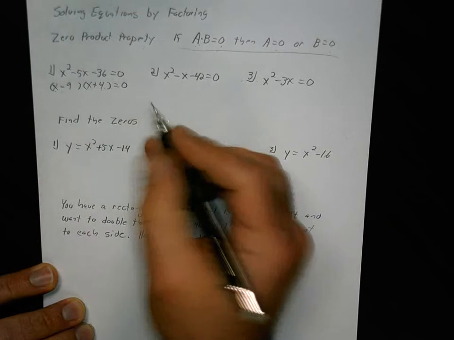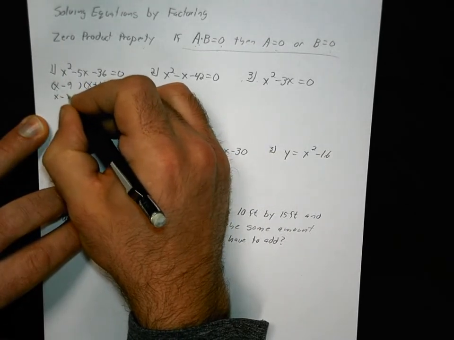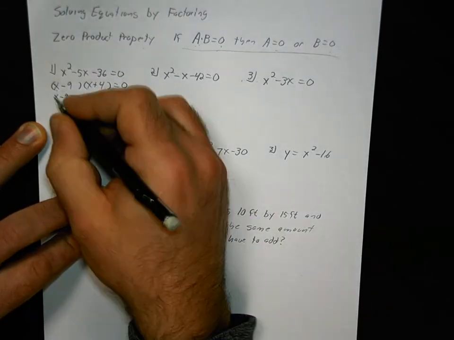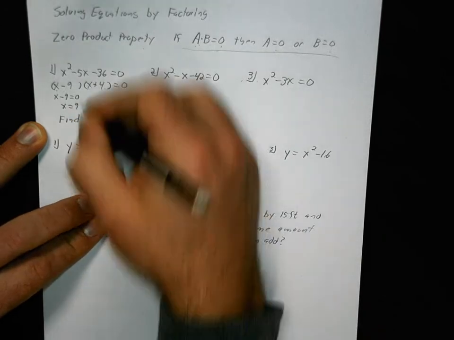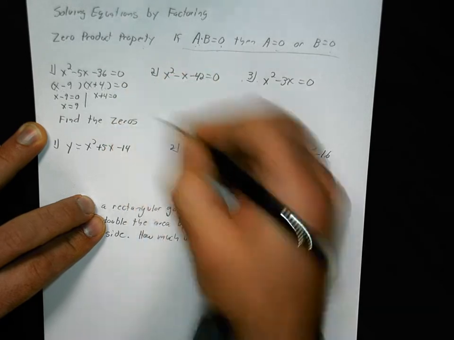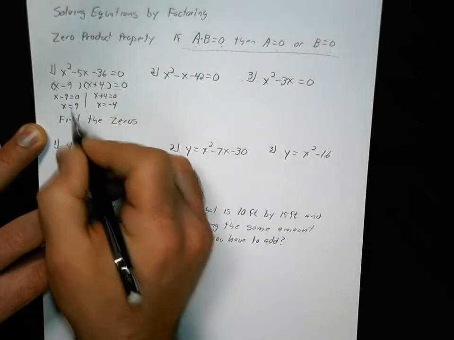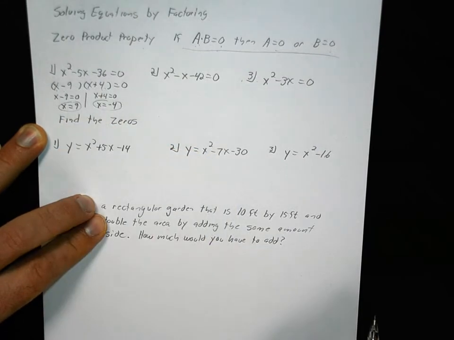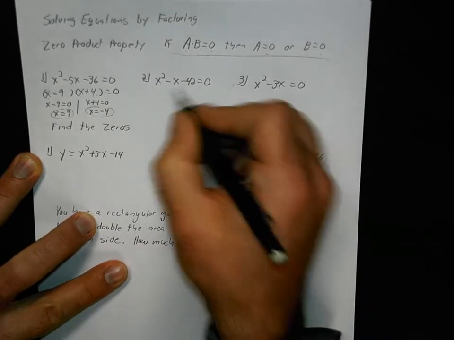Now if you're not sure, you can always take this binomial and set it equal to 0 and solve that simple little equation. Add 9 to both sides, and you get 9. You could do the same thing to this one. Plus 4 equals 0. Subtract 4 on each side, and you get x equals negative 4. So these are the solutions to this original equation. Okay, so we factor, set each binomial equal to 0, and solve.